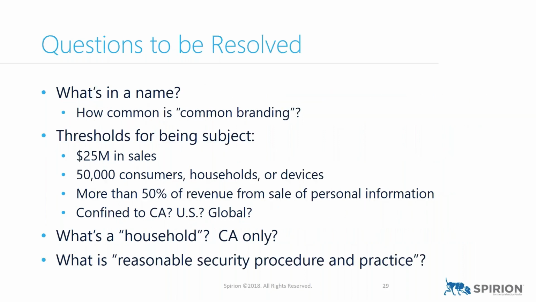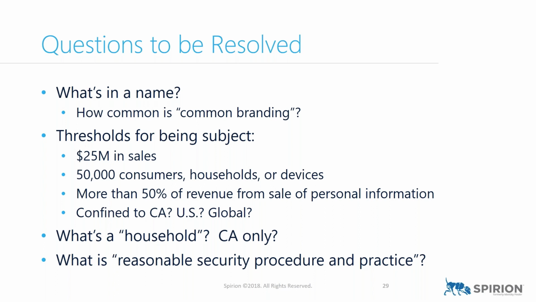If we go to the next slide, just some questions to be resolved. There's lots and lots of questions that need to be resolved. So what's in a name? Right now, you may ask, is this just for a subsidiary? If a subsidiary of a company is responsible for this, do they have the 25 million in sales or what have you, or does it go to the parent company or another company that's co-owned by the parent company? The answer is we don't know. We know that if you have a common brand, so if the parent company has brand ABC and a subsidiary has brand ABC, then they're considered to be one unit for purposes of this. And therefore, you aggregate all their activities to see if they're subject to the regulation.